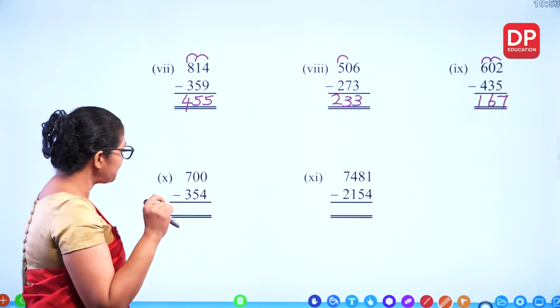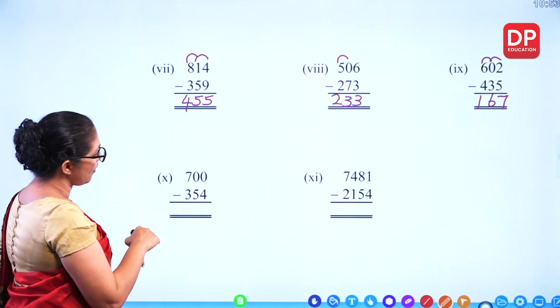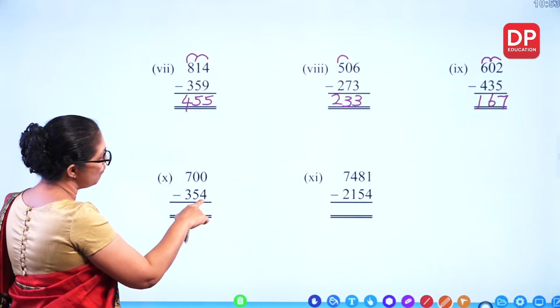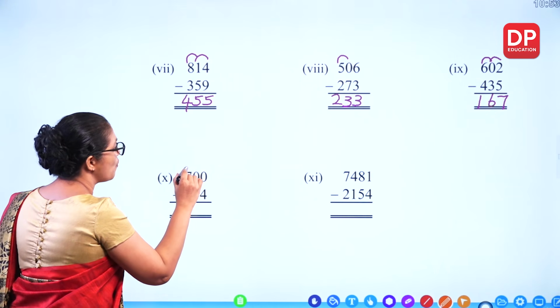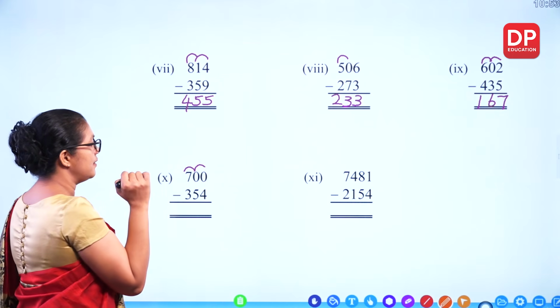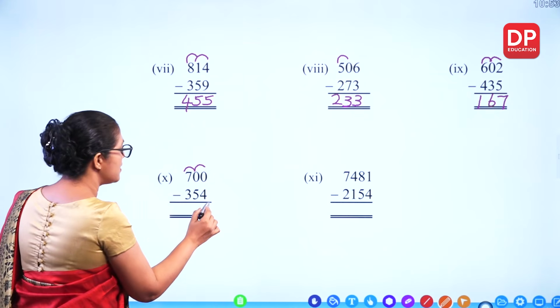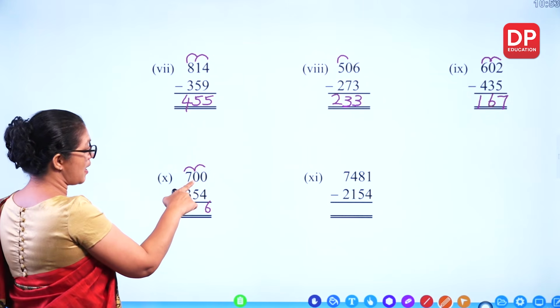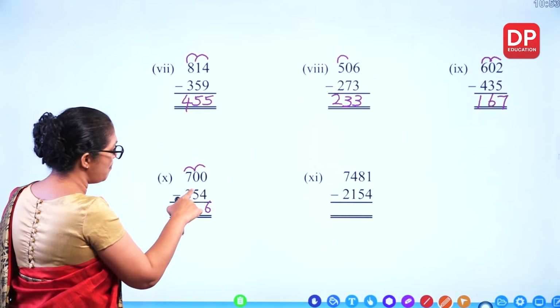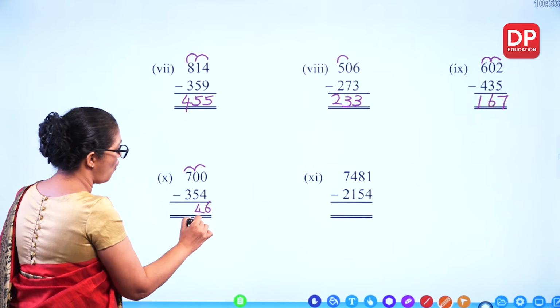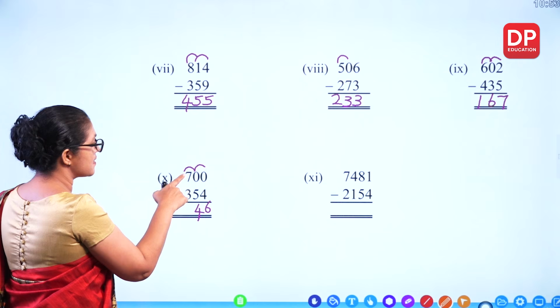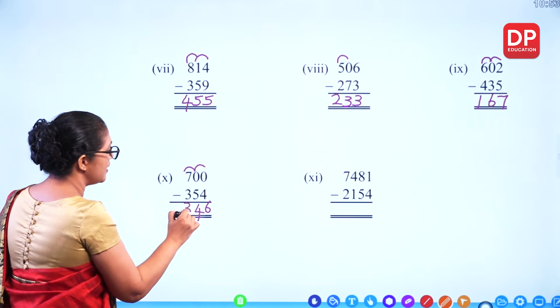This one. Can you subtract 4 from 0? No. You have to take 1 from here, 1 from there. So 10 minus 4, this is 6. So this becomes now 9. 9 minus 5, 4. This becomes 6. 6 minus 3, 3.